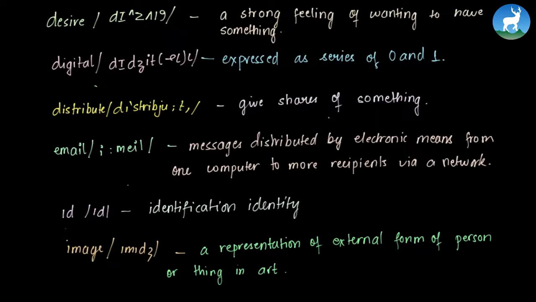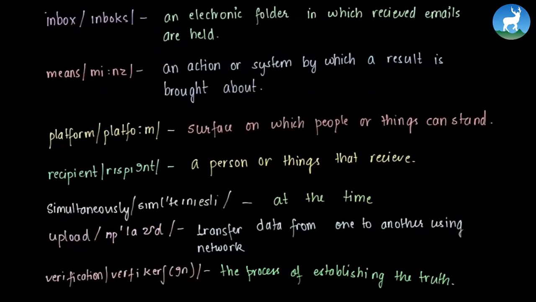And ID comes before IM. And similarly, IM comes before IN. So inbox comes after image, which means an electronic folder in which received emails are held. After inbox comes means. So we don't have any words starting from J, K, L. We directly have words starting from M. So means comes after inbox, which means an action or system by which a result is brought about.